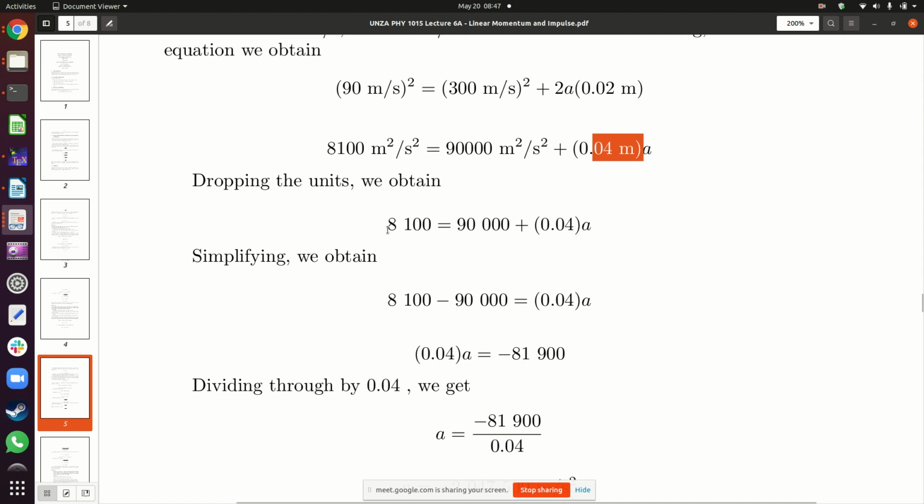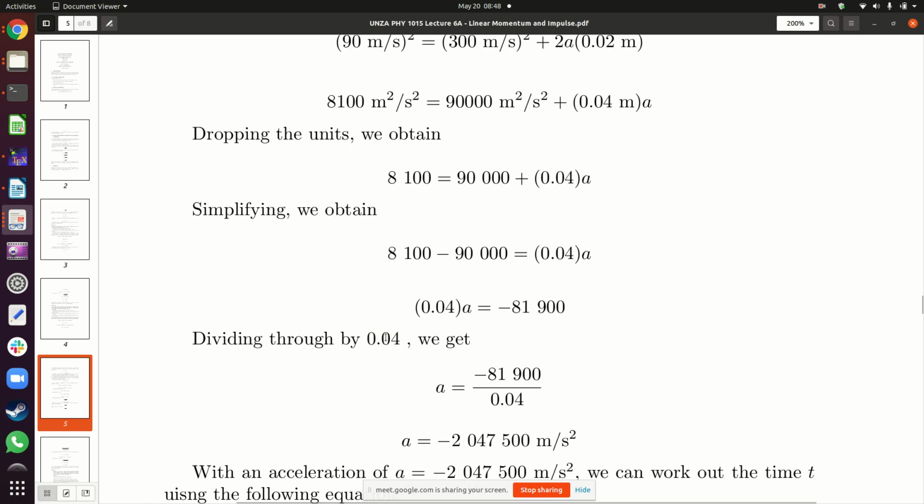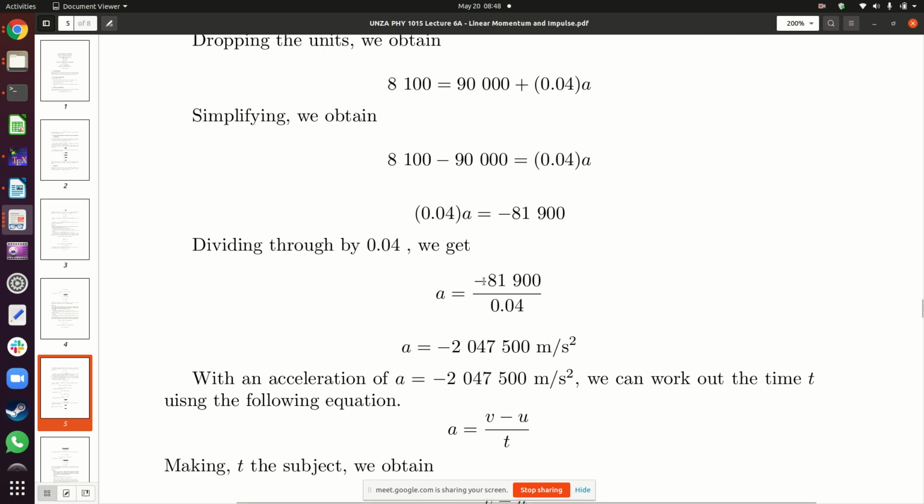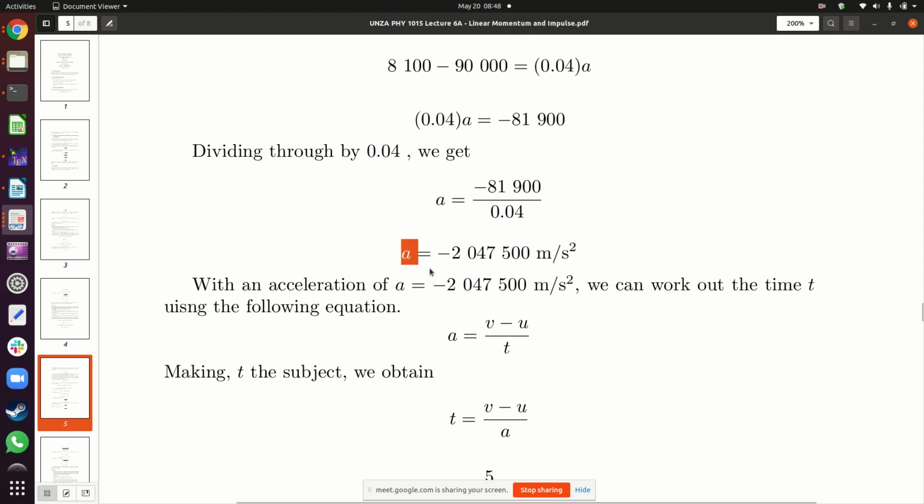So when you drop your units, you end up having 8,100 equals 90,000 plus 0.04a. This 90,000, you take it to the other side, so you have 8,100 minus 90,000 equals 0.04a. This bit here is going to be minus 81,900, and the other side you've got 0.04a. So you divide both sides by 0.04, and you end up having a equals minus 81,900 divided by 0.04. So you end up having an acceleration a, which is equal to minus 2,047,500 meters per second squared. So this is going to be your acceleration.